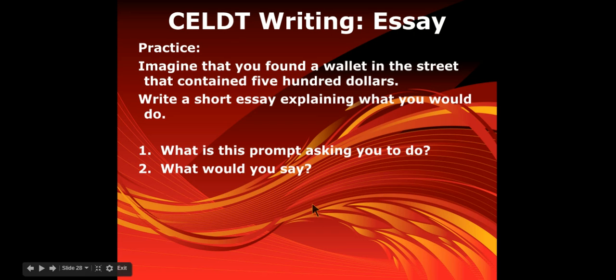Okay, what would I say? So I need to make sure in the beginning of my essay that I introduce the topic, which is this right here, that I found the wallet, and then I need to explain what I do and then sum it up at the end.